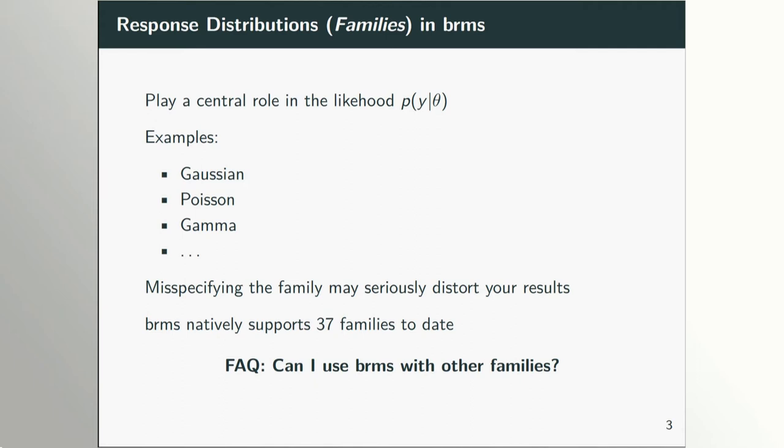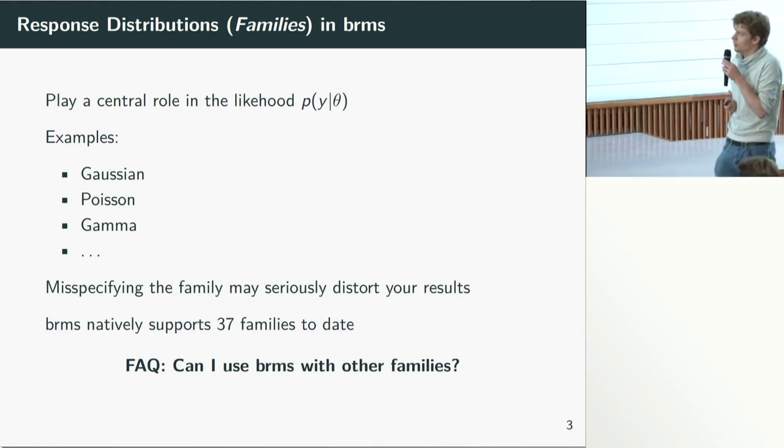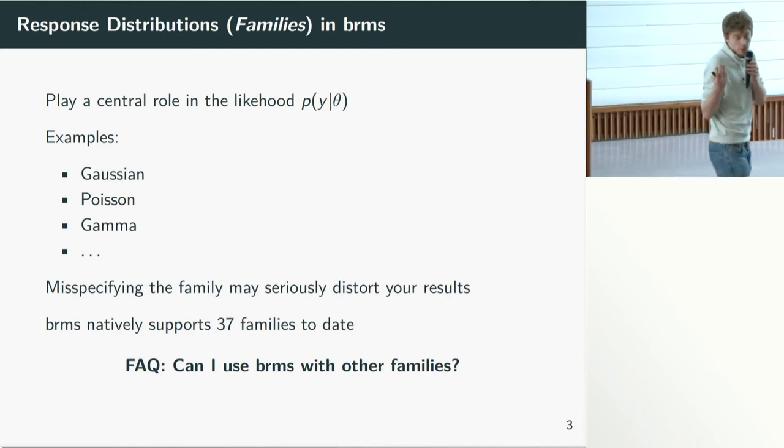And misspecifying the family may seriously distort your results. So mostly in psychology, everything is assumed to be normal, whether that's true or not. People don't even know that they're assuming it to be normal, or they don't care. Perhaps it's similar in other fields, but in any case, using a reasonable response distribution is important. So it's important to BRMS as well. BRMS currently supports up to, I think, 37 response distributions to date. Perhaps if you ask me in a month, there will be more.